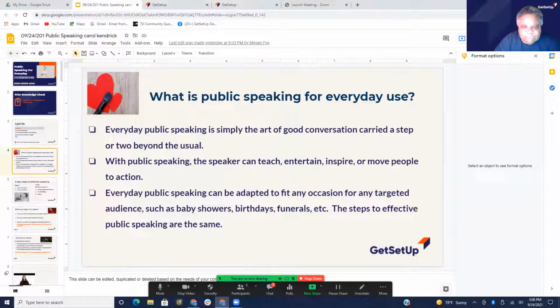With public speaking, the speaker can teach, entertain, inspire, or move people to action. So public speaking can do a number of things depending on the occasion. Everyday public speaking can be adapted to fit any occasion for any targeted audience, such as baby showers, birthdays, funerals, etc. The steps to effective public speaking are the same.